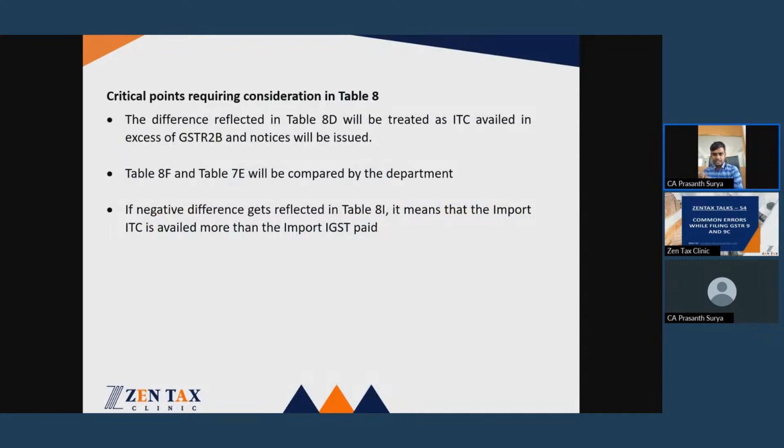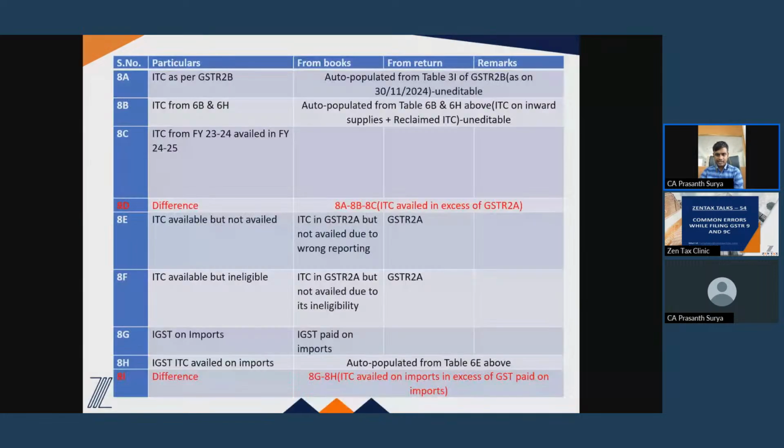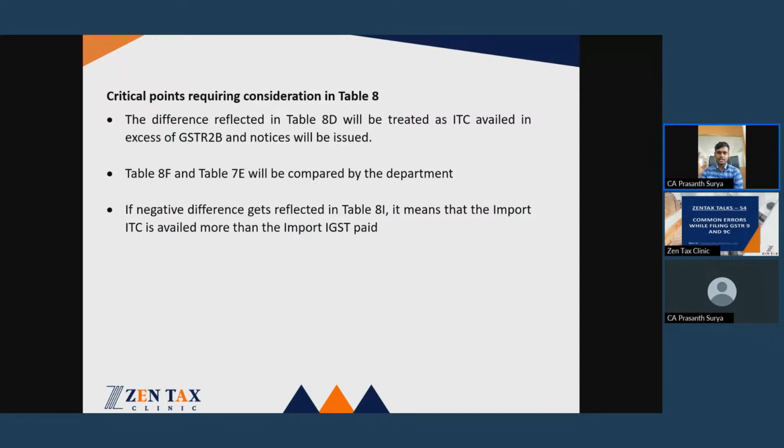If a negative difference gets reflected in table 8I, that is the import difference I already mentioned. In table 8I it means that the import ITC is availed more than the import IGST paid. Whatever import IGST is paid, only that you can claim as import ITC. If there are any differences in table 8I, then the department will view it as some ITC you have claimed without paying the import IGST. In that perspective, also, notice can be issued.